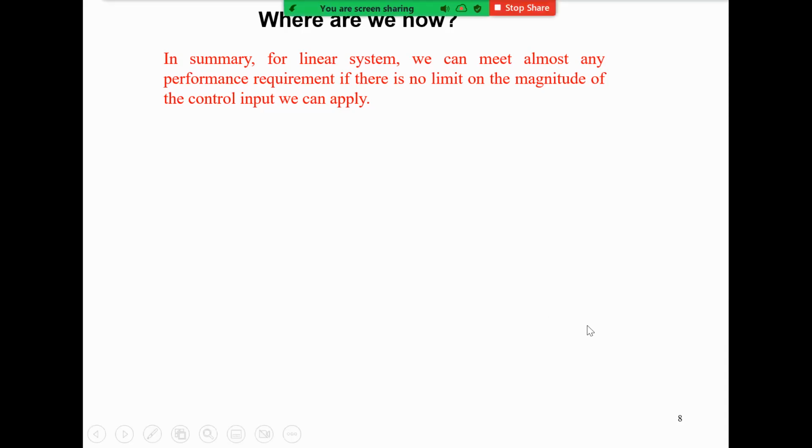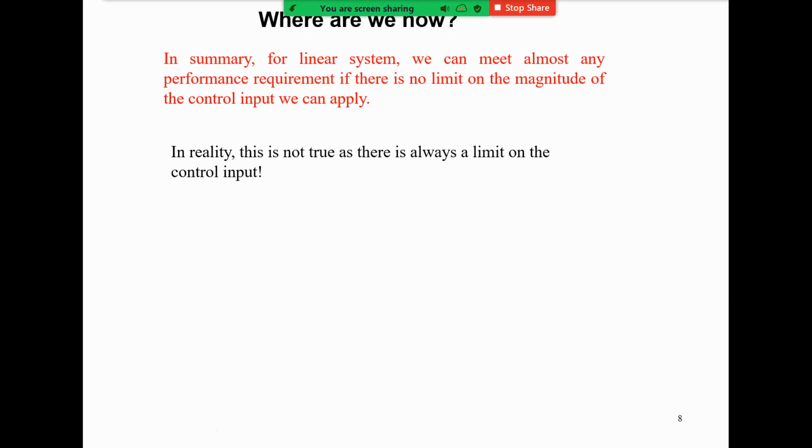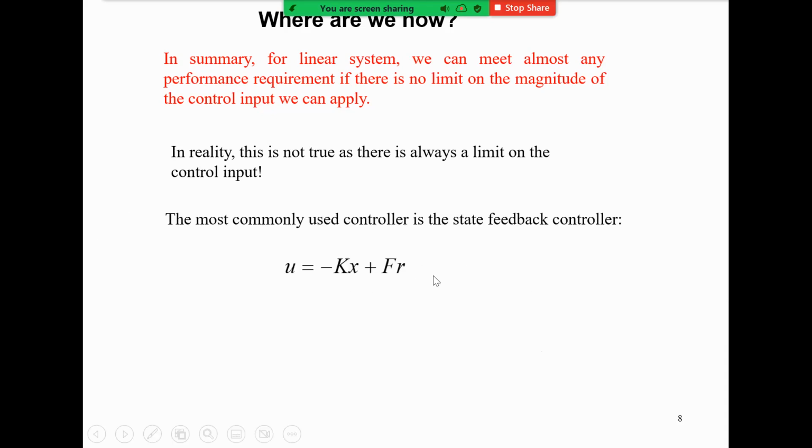But if there is no limit on the control input we can apply, indeed we can control the system to meet any performance requirements we like. Of course, in reality, there is always a limit. In theory, you can do it. In reality, there is a limit. And the most commonly used controller is the state feedback controller. The state feedback controller has an advantage to deal with the multiple input, multiple output system.